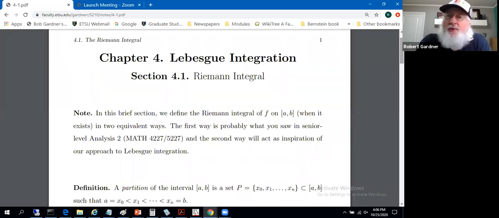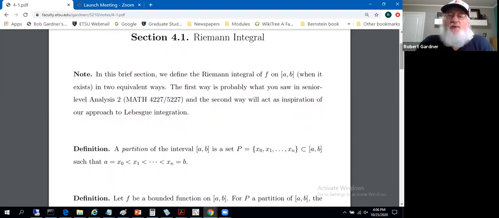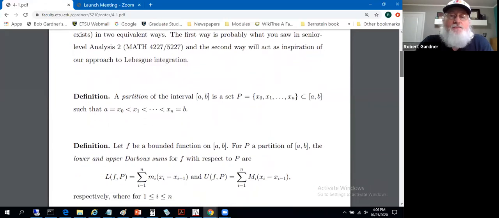Remember, Lebesgue is going to rip Riemann off in the sense that it's still going to be base times height ideas, like in Riemann sums, where the bases are now measures of sets instead of intervals, and the heights are determined somehow by function values, just like Riemann would do. So we'll define the Riemann integral in a couple of equivalent ways. One of these you may have seen in your senior level analysis class. Probably the integration you would do would be in Analysis 2. And the second way we'll describe it really is just to inspire the way we'll approach Lebesgue integration.